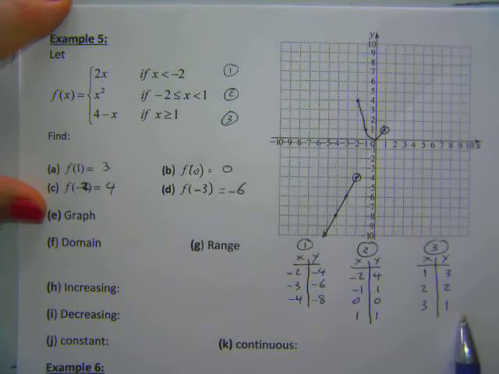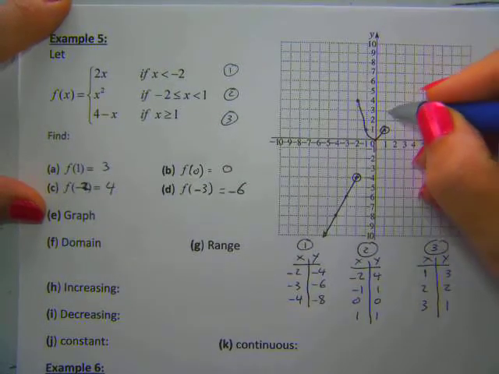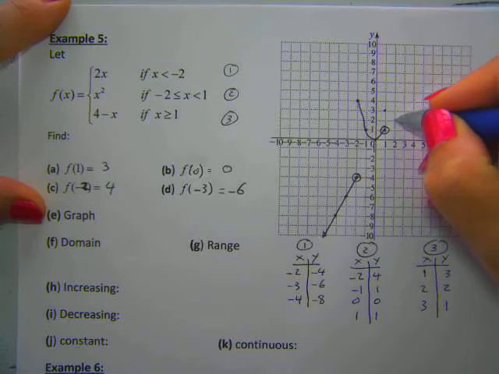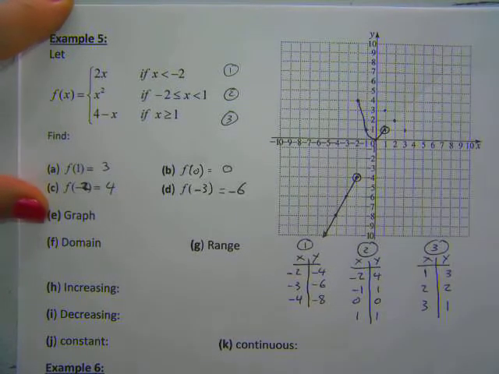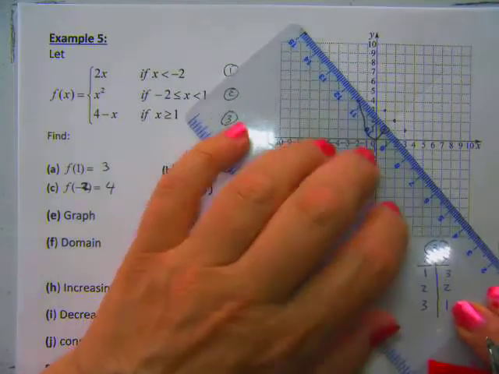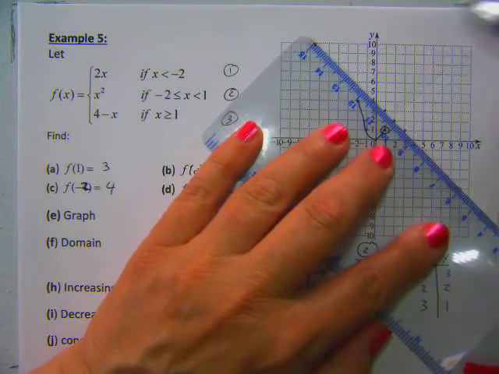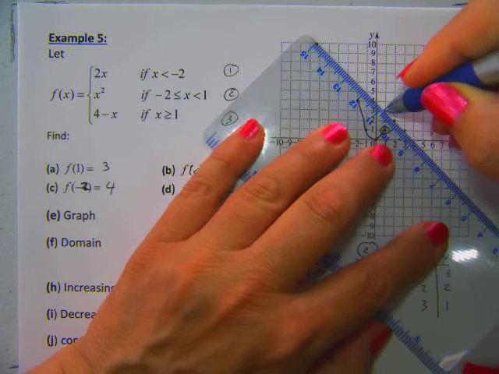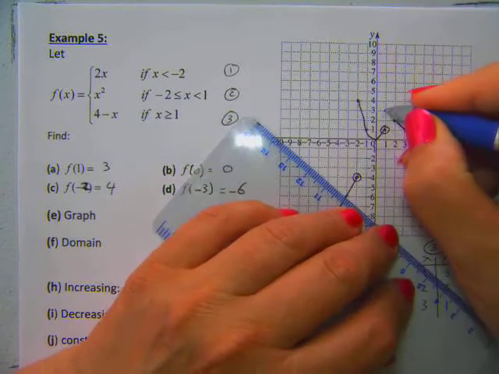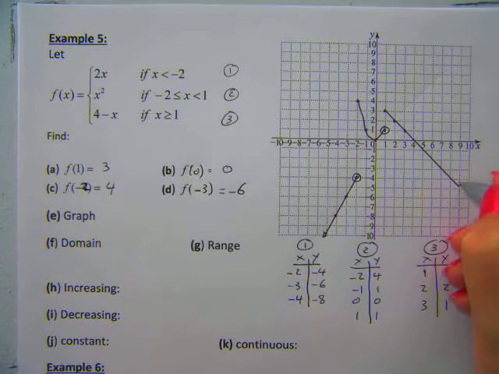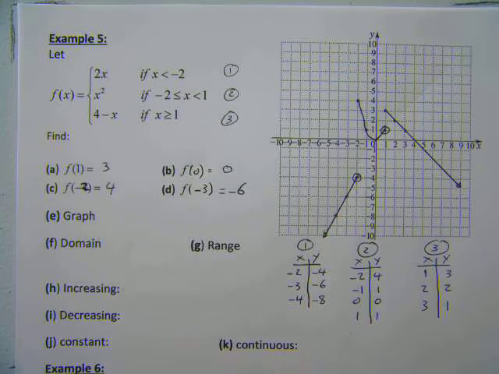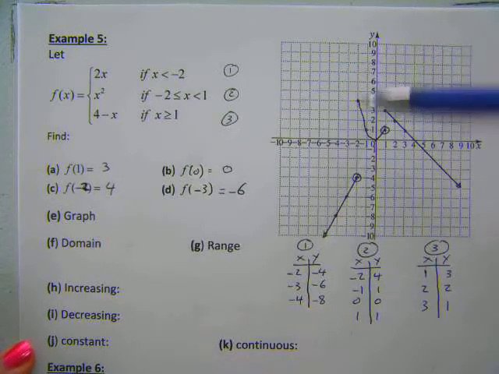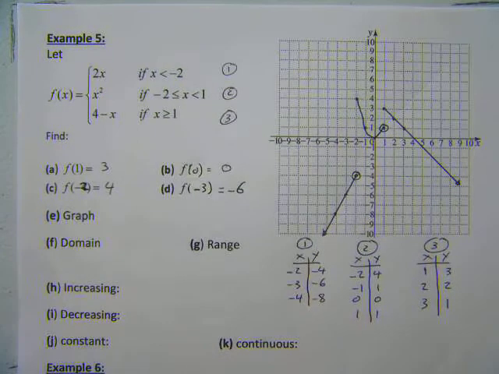And finally, the last one: 1 and 3, 2 and 2, 3 and 1, and we're going to keep continuing down as x gets bigger than 1, including this point, and there's an arrow. Look how funky this graph looks. But it's still a function. There's only one value for each x. Okay, so keep an eye on all this.